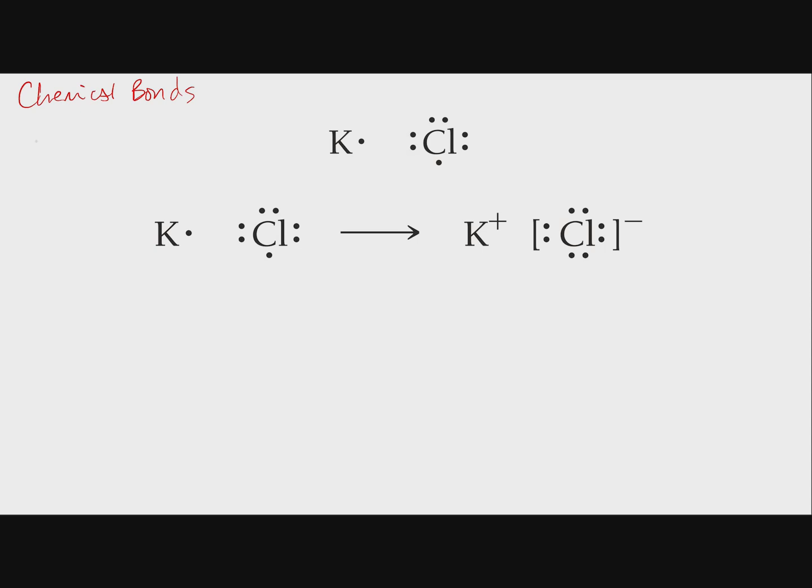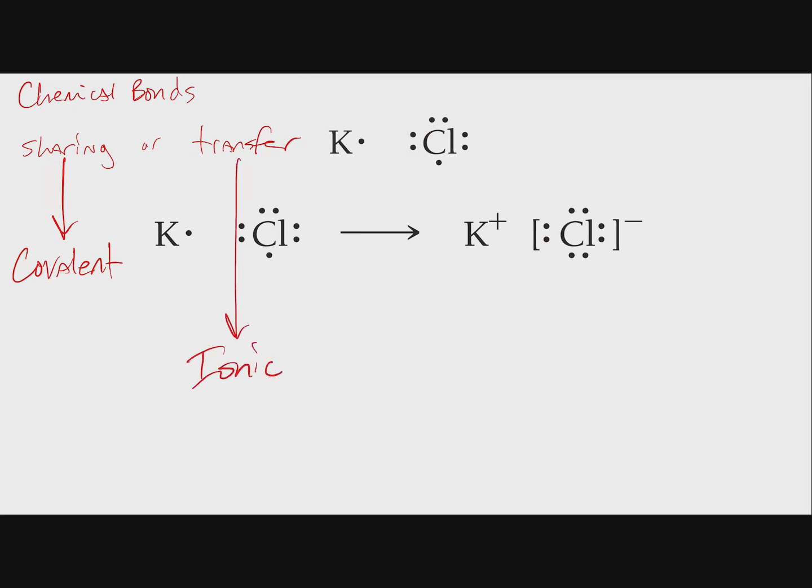And they involve, as I said, sharing or transfer. Sharing, we're going to call a covalent bond. Transfer, we're going to call an ionic bond. And in either case, the bonding atoms attain stable electron configurations.